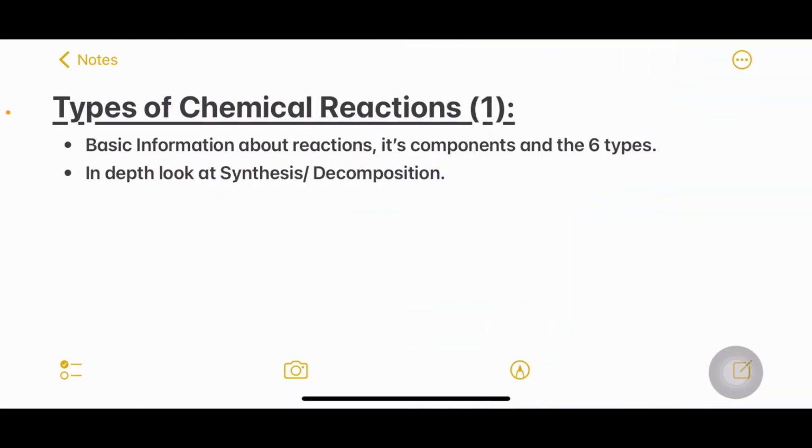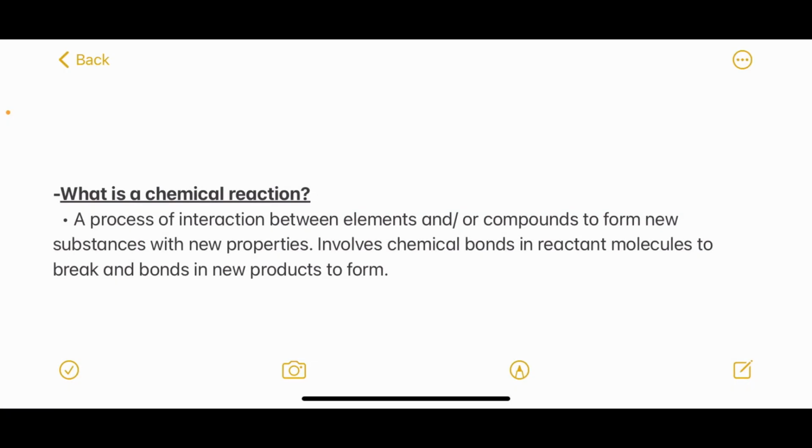Today, we'll be taking a look at types of reactions, part 1. So, we're going to talk about some basic information about reactions, its components, and the 6 types of chemical reactions. Today, you'll be taking a look at synthesis and decomposition reactions. But before we talk about the types, we need to know what a chemical reaction is.